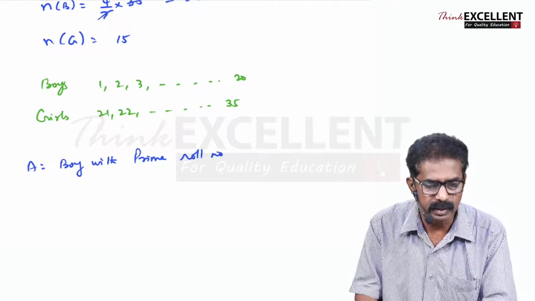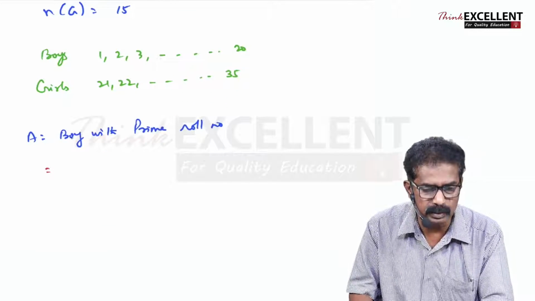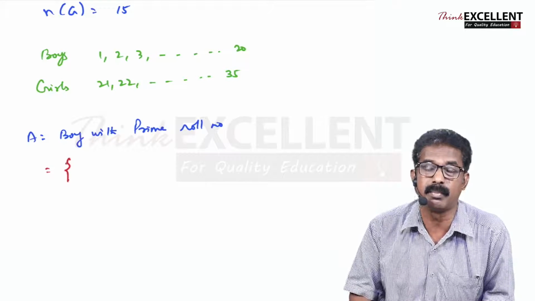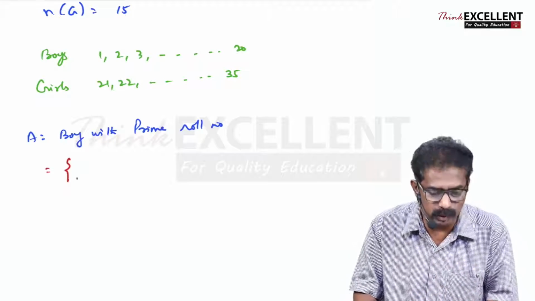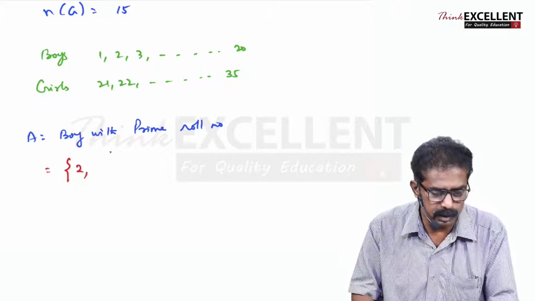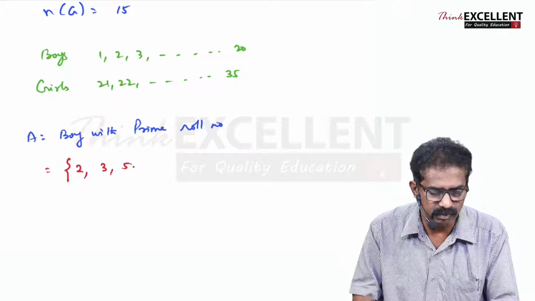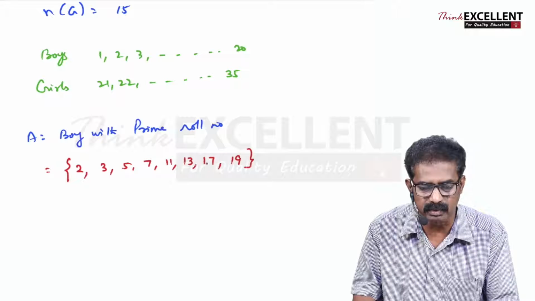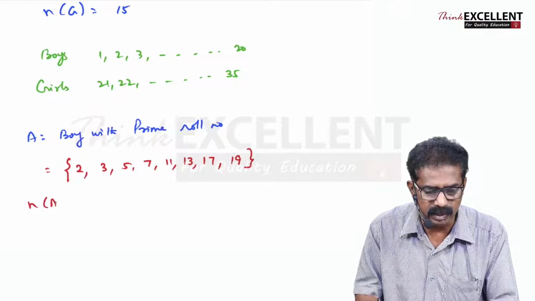So can you find prime numbers in boys? So 1 to 20, you write down the prime numbers. 1 is neither prime nor composite. The first prime number is 2 only. So the prime numbers are 2, 3, 5, 7, 11, 13, 17, 19. So there are 1, 2, 3, 4, 5, 6, 7, 8. So n of A is what? 8.